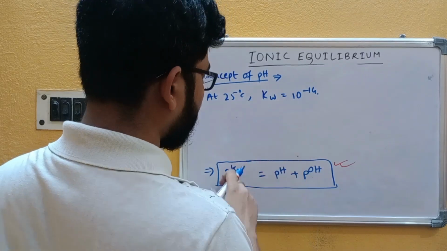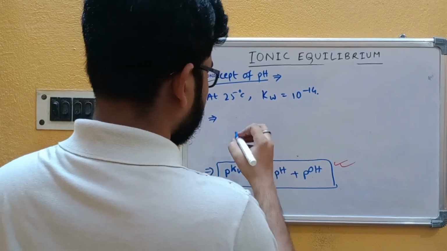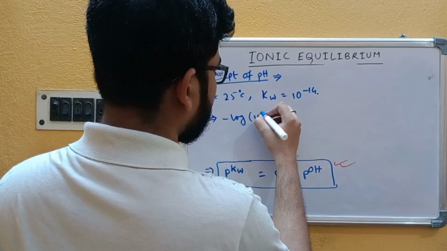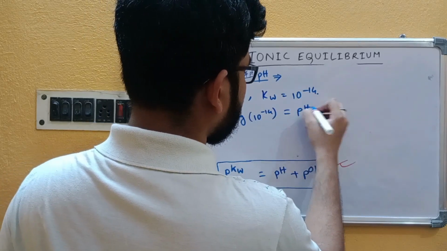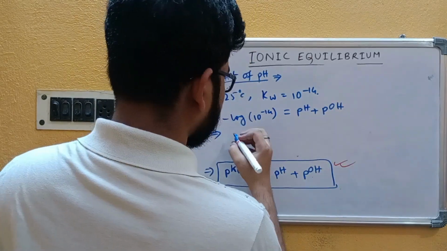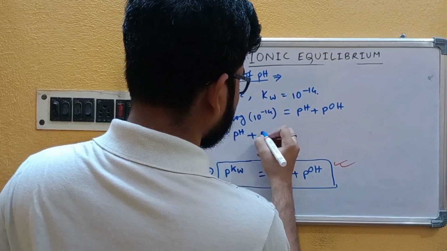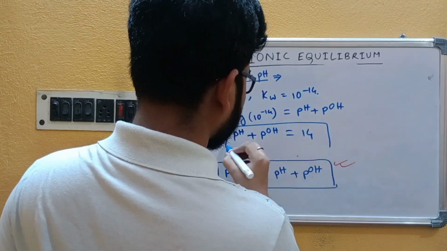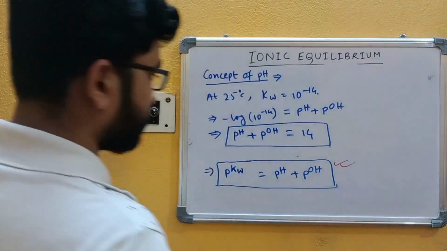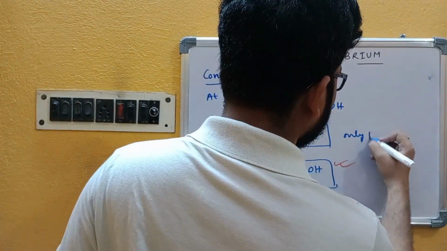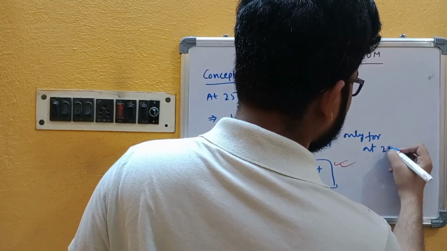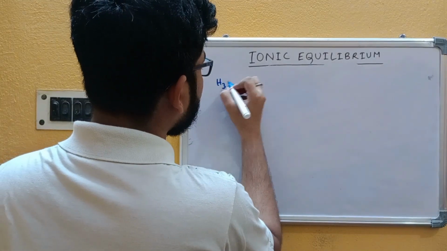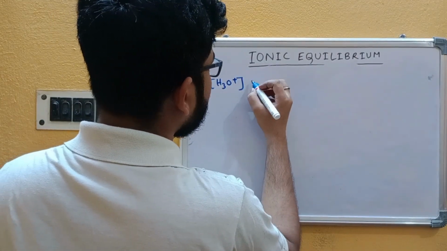If we put the value of Kw here, we get minus log 10 to the power minus 14 is pH plus pOH. We get pH plus pOH is equal to 14. This is another important relation and it will be valid only at 25 degrees Celsius.